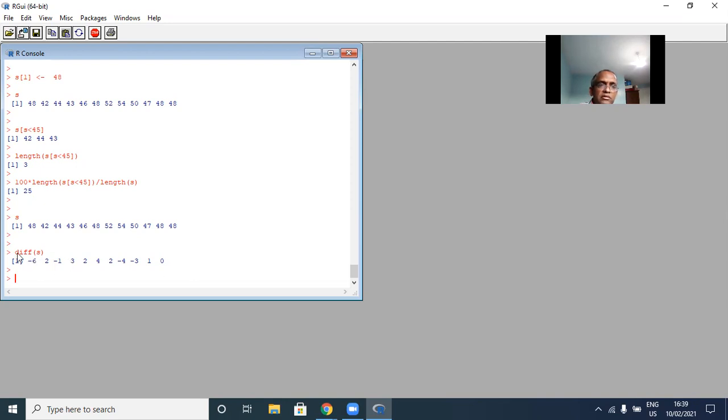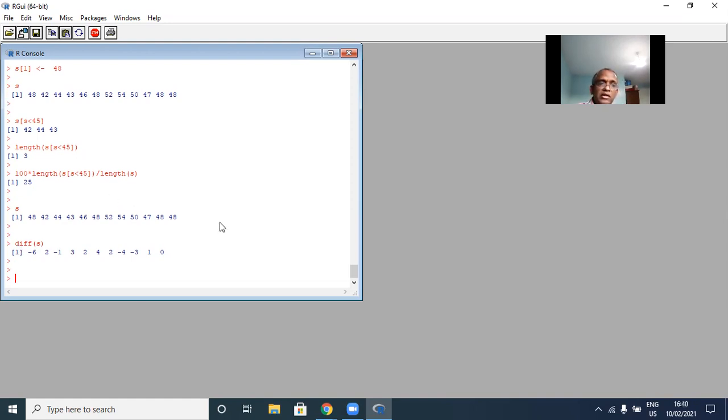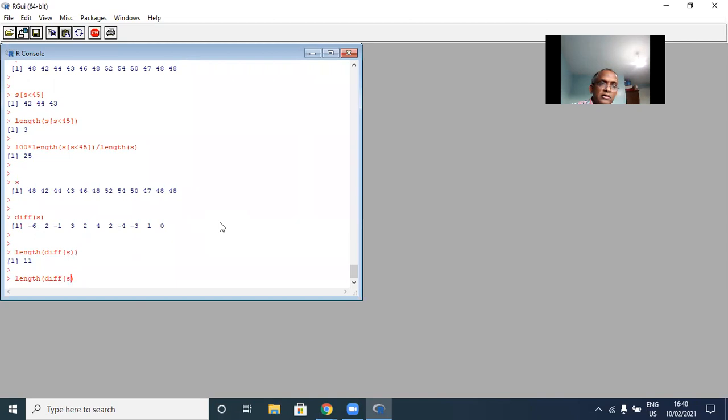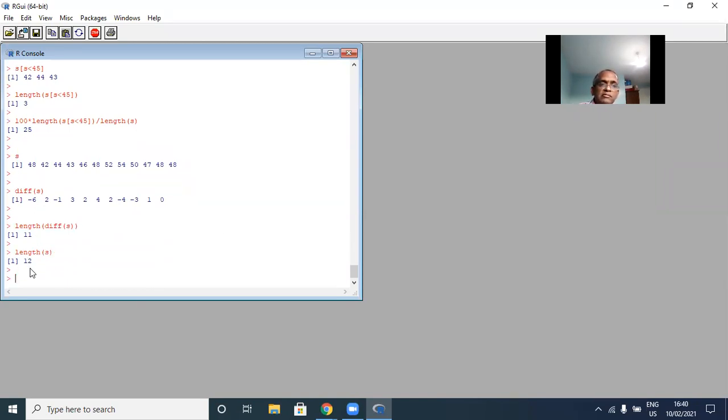Right? So this diff command basically takes the differences between successive values of the data. Because of the way the diff works, the length of diff is always 1 less than the length of S. Right? You see that the length of diff is 11, whereas the length of S is 12. That's because of the way the differences work, it is always one less than the original length of the data.